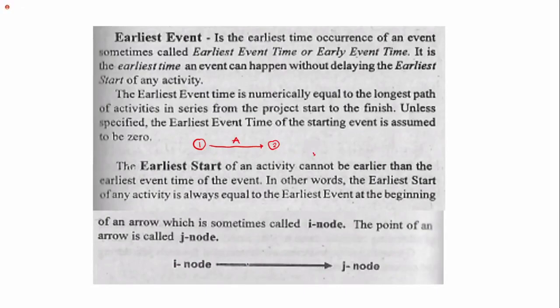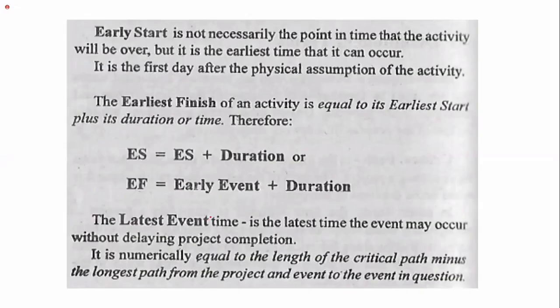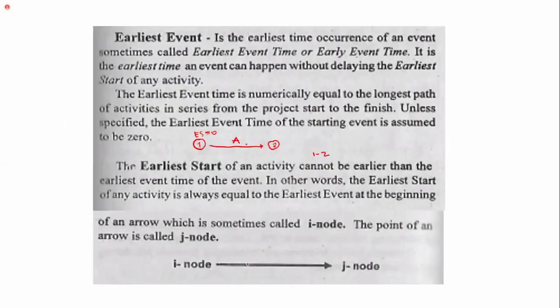So for activity 1, 2, we find the earliest start. If nothing precedes, nothing comes before event 1, if this is the start of the events, then our earliest start is 0. Then, next: earliest start and earliest finish. Earliest finish is just earliest start plus duration. Let's say the duration of this activity A is 5 days.